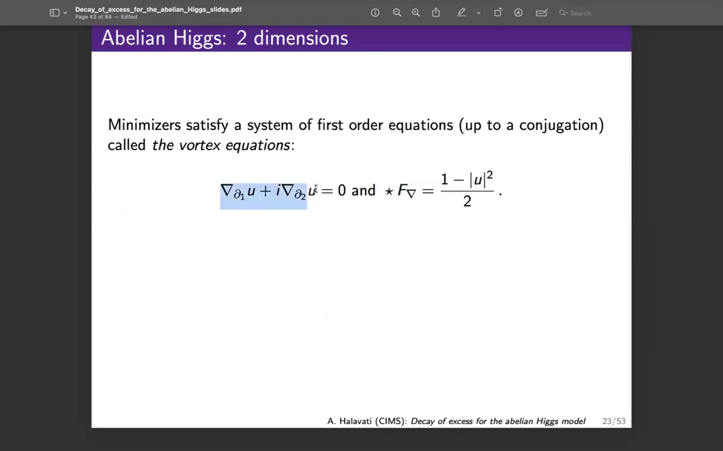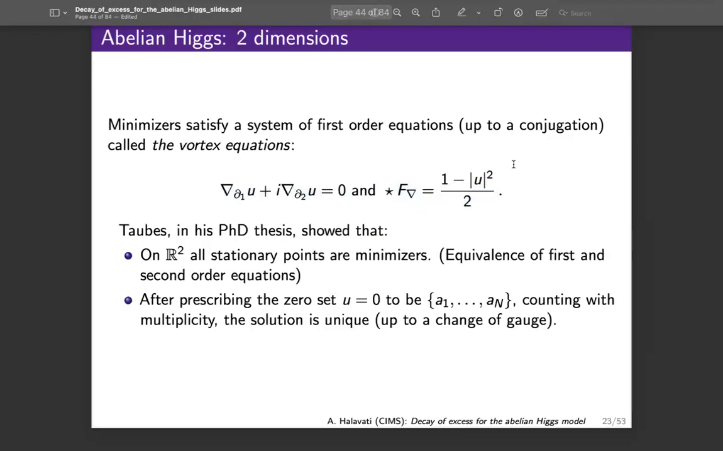So after choosing an orientation, basically a plus or minus, the vortex equations are of this form. There's some kind of nonlinear conformal equation in the first one, and the second one is just some potential balancing with the curvature. And this was actually the content of Clifford Taubes' PhD thesis, where he proved that, first of all, first order and second order equations are equivalent. So all stationary points are minimizers. So if you want to study stationary points of this energy in 2 dimensions, you just have to study first order equations. It's very analogous to the case of Allen-Cahn, where you have just the ODE, right?